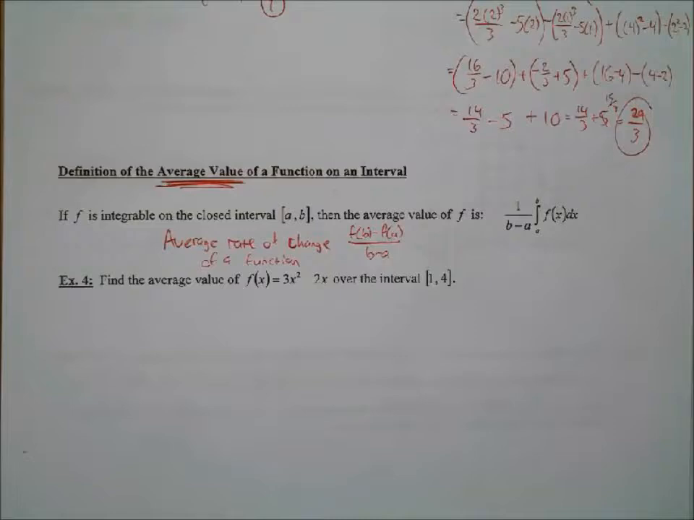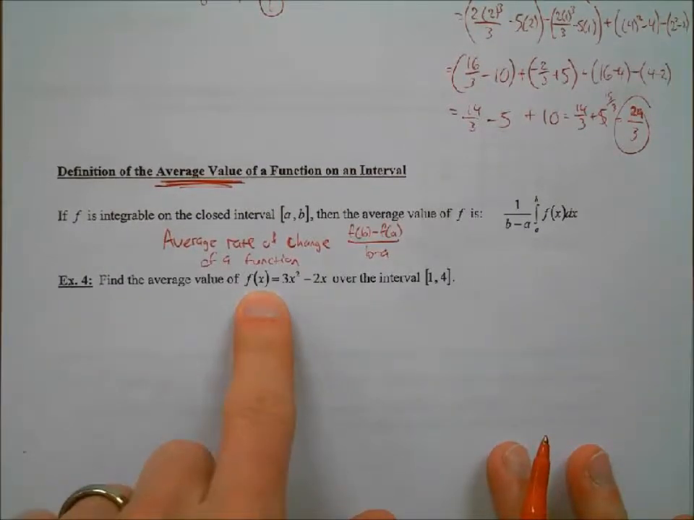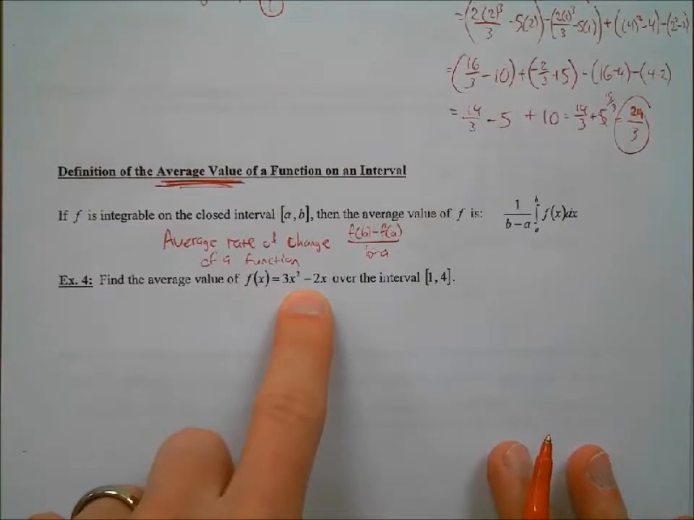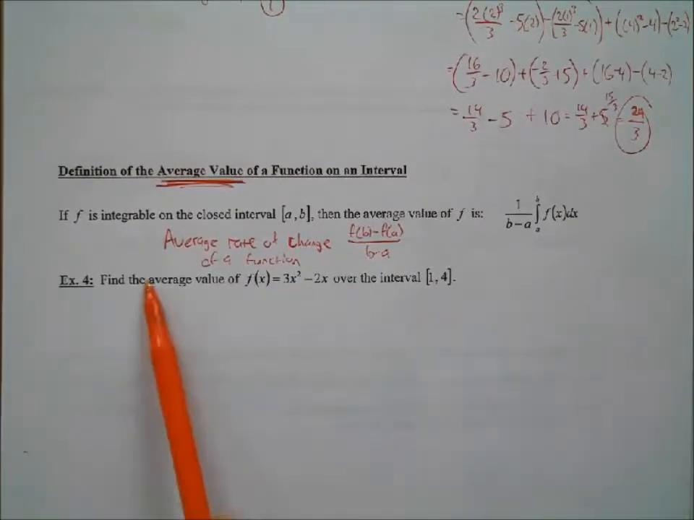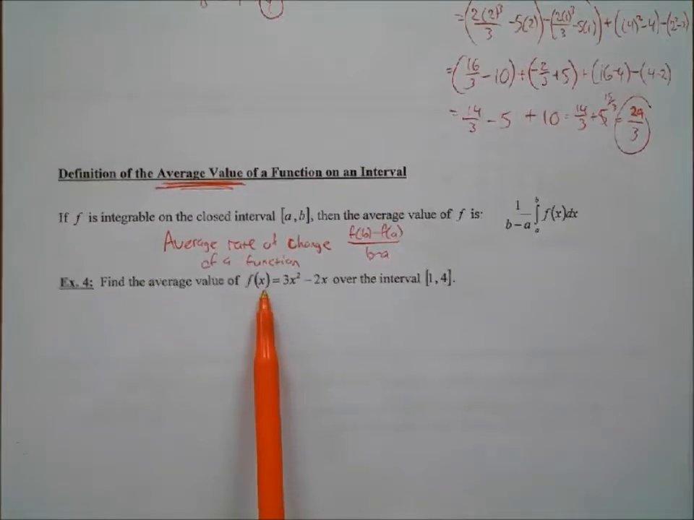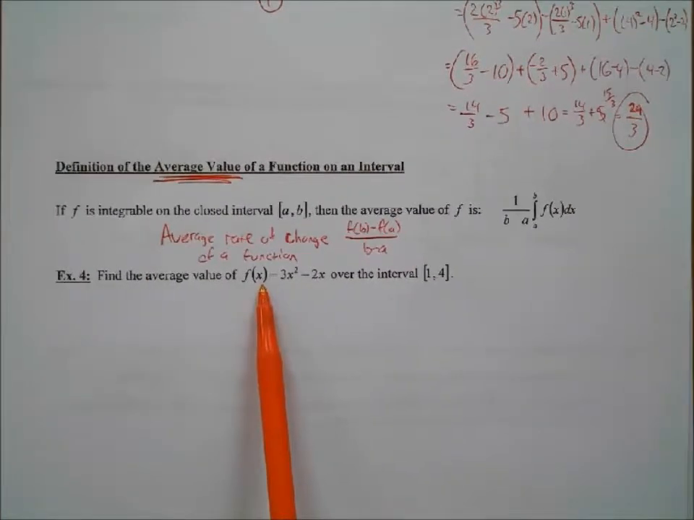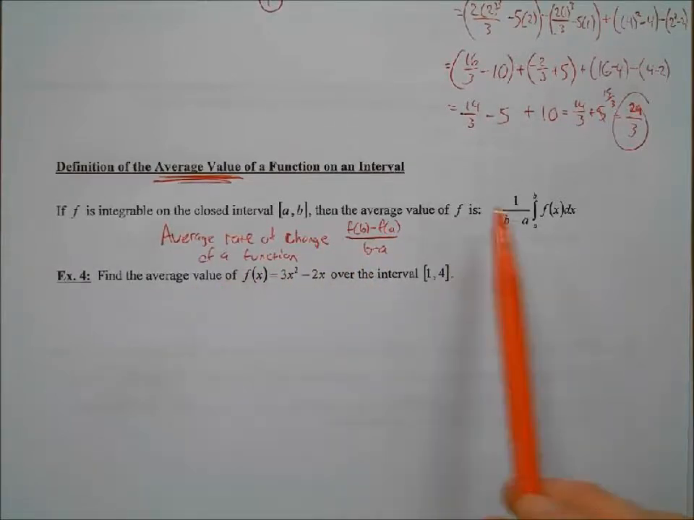Okay? So we're going to find the average value of f of x equal to 3x squared minus 2x over the interval from 1 to 4. Okay? So we're finding the average value of f. We're not asking to find the average rate of change, right? If it said average rate of change, then you do f of b minus f of a over b minus a. We're asked for the average value, so we're going to use this formula right here.